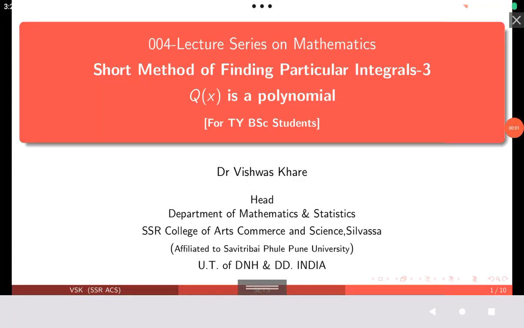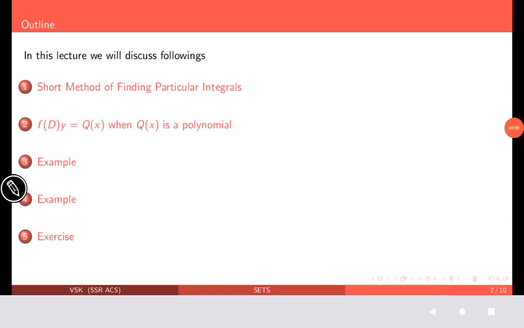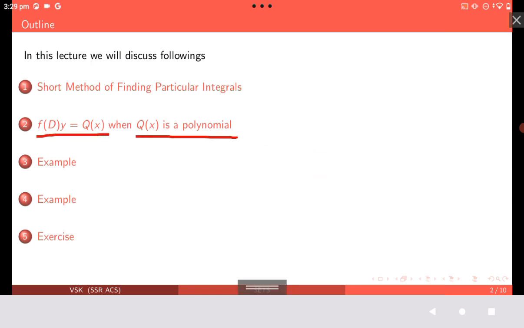The topic of this lecture is a short method of finding the particular integral wherever Q(x) is a polynomial. We will cover these points in this lecture: F(D)y is equal to Q(x). This will be the expression where Q(x) is a polynomial, and we'll cover these three examples in this lecture.